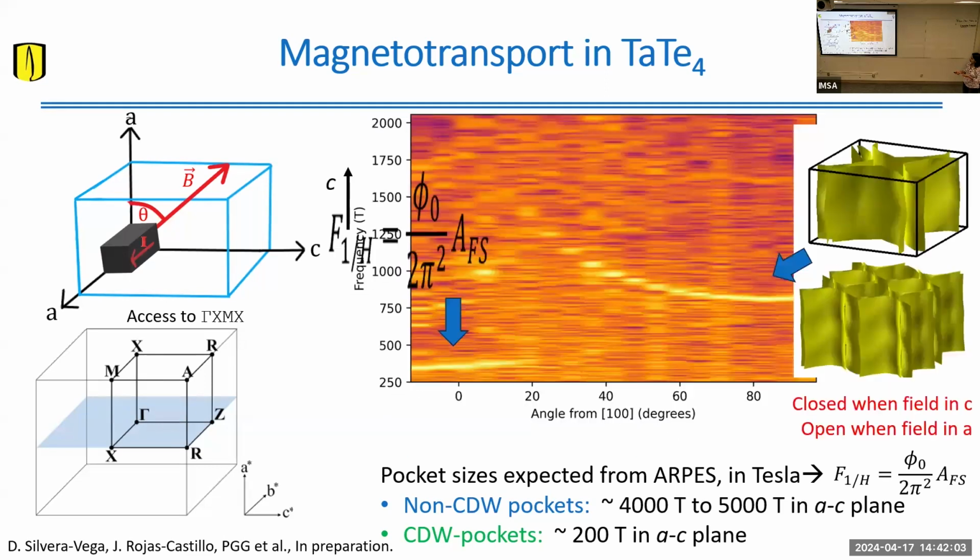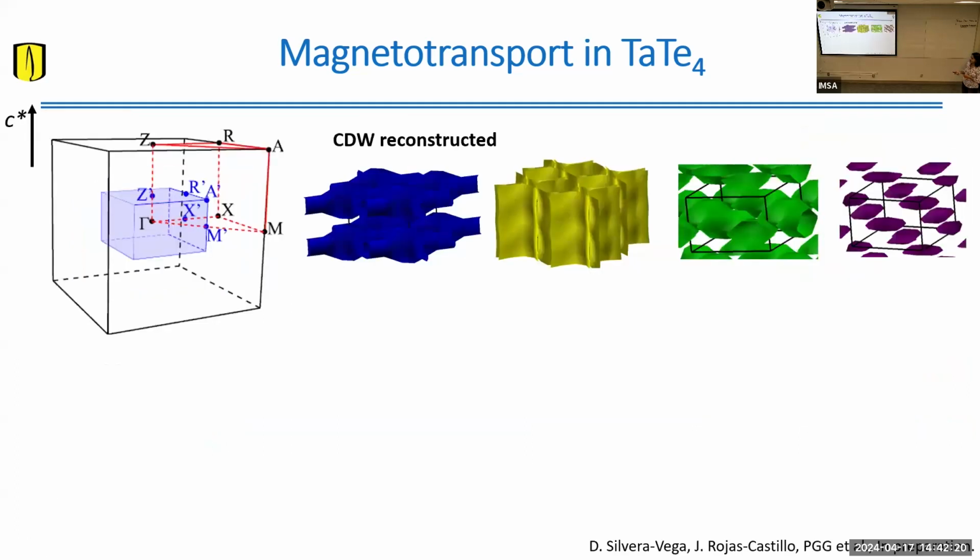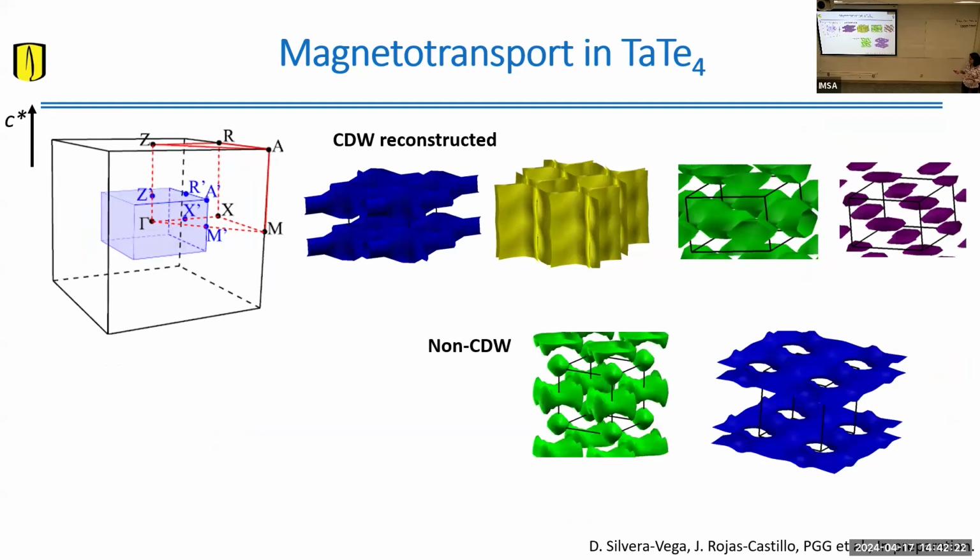All right, and oops, I don't know why it looks like that. And also we see some very two-dimensional sections, like cylinders, in this compound that had not been identified before by any type of study. So this is the Fermi surface that we look at.